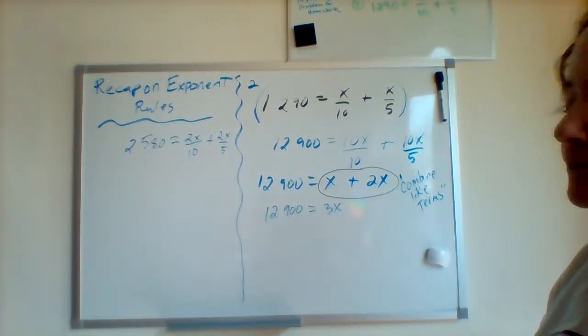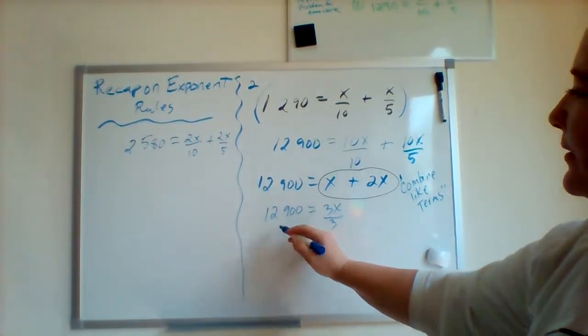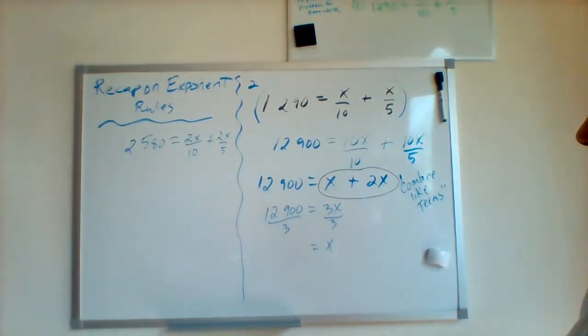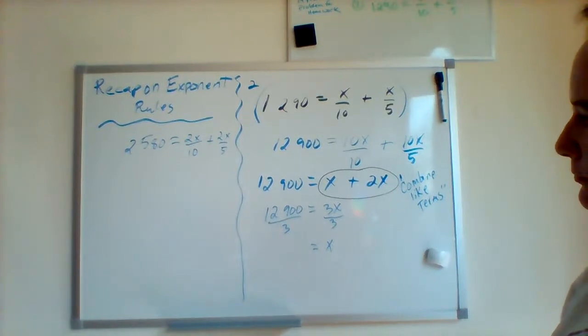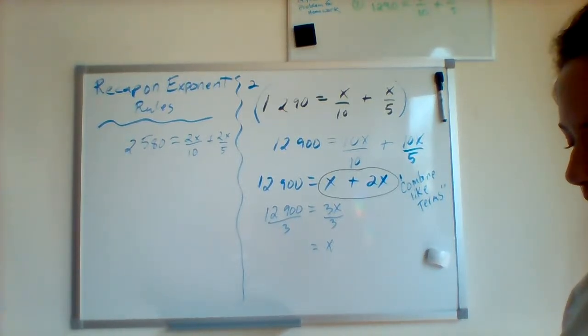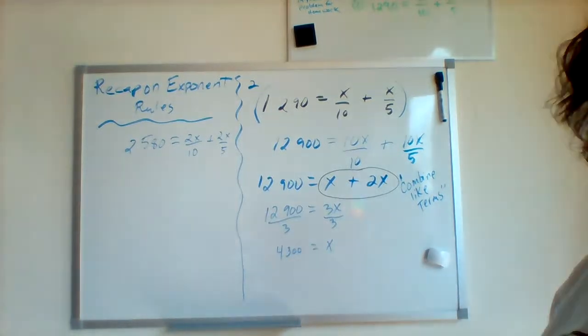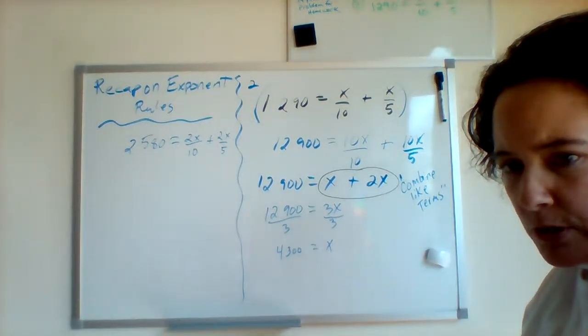What's the next step? Hopefully you're thinking divided by 3. And if you do that, x equals 4,300. How did you clear the denominator?